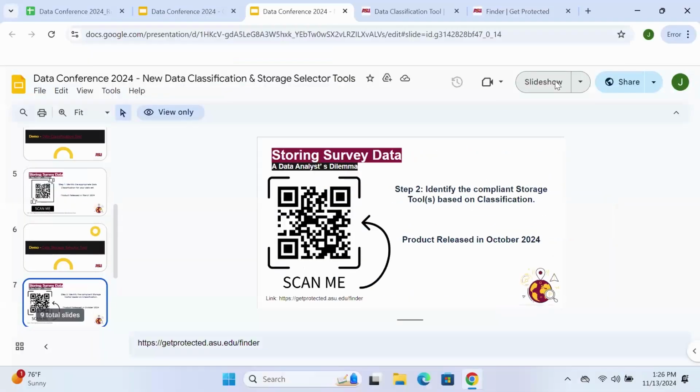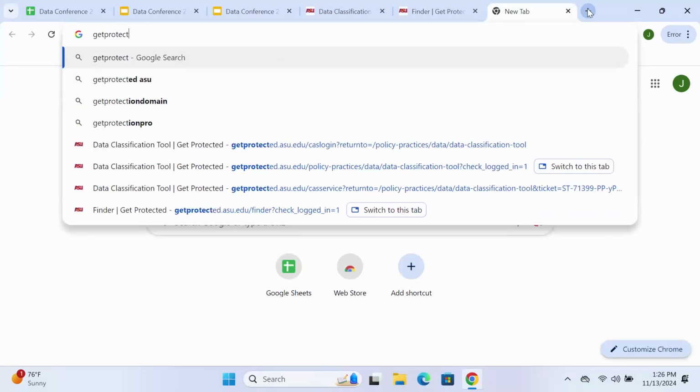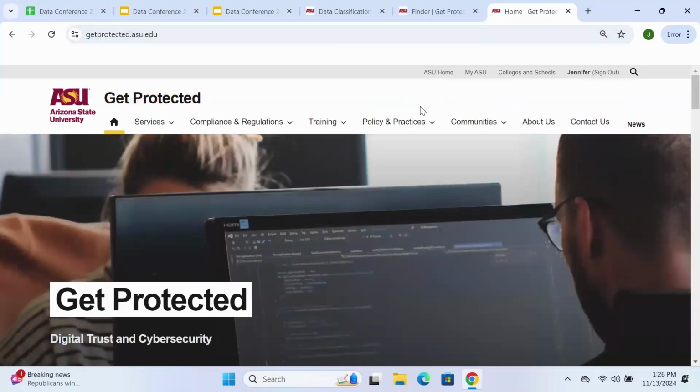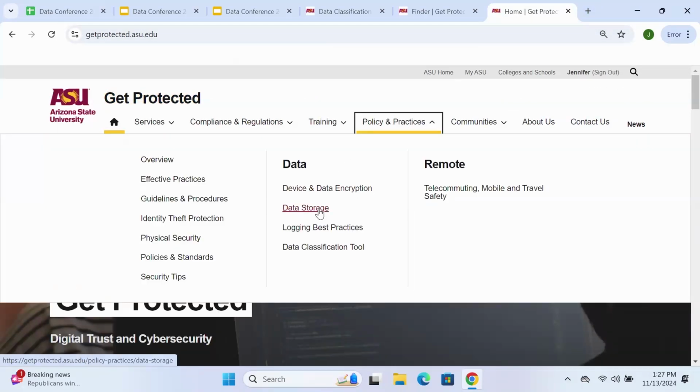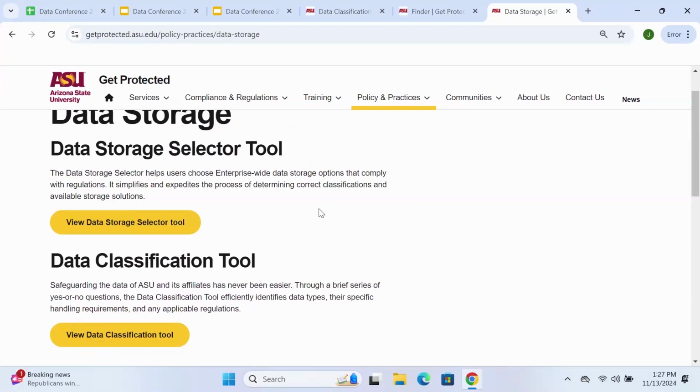The question was, can we show how to access these from Get Protected? So I'm just going to go to Get Protected. And under Policy and Practices, we'll go to Data Storage. And here's the link to both tools right at the very top, the Storage Selector tool and the Classification tool. So we are in the process of revamping Get Protected, and I have made sure that these two tools don't move around because we are telling everyone how to get there. So we want to make sure that they're still easy to get to after the revamp. Great question. Any other questions?